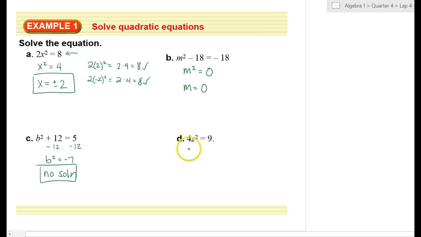In this case, z squared is equal to 9/4. Not a perfect square, but each numerator and denominator is a perfect square, so I want to simplify that. Square root of 9 is 3. Square root of 4 is 2. Again, plus and minus.